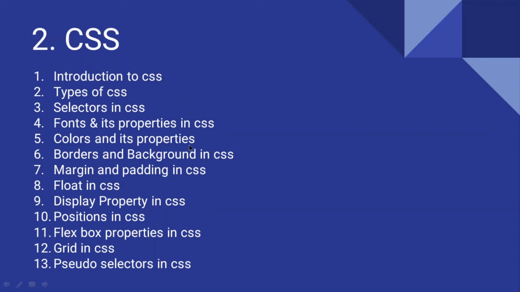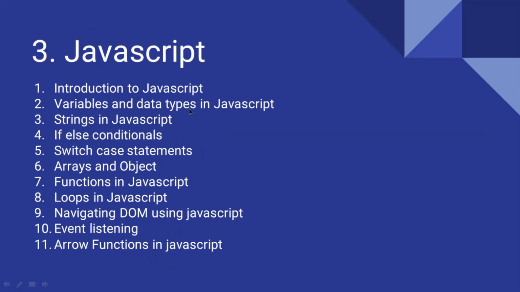Now let's see the concepts that we are going to learn in JavaScript. First of all, we will cover the introduction to JavaScript, and after that we will see the variables and data types in JavaScript. Then we will cover the strings in JavaScript, and then we are going to see the conditionals in JavaScript like if else. Then we are going to see the switch case statement and arrays and objects in JavaScript, and then the functions in JavaScript.